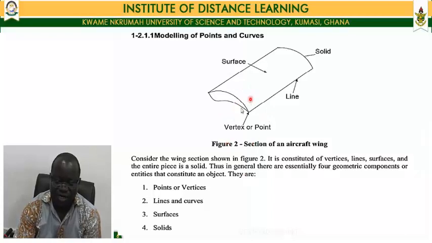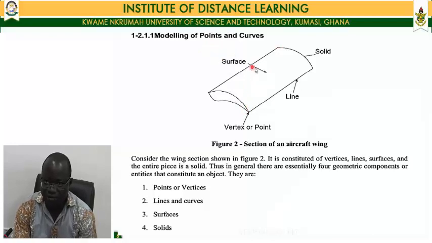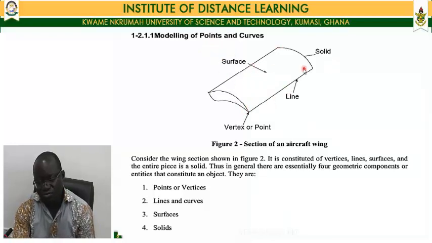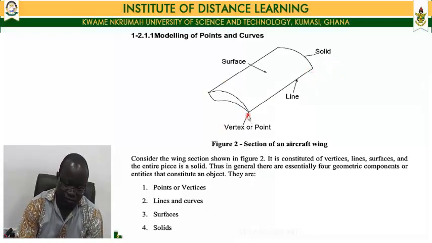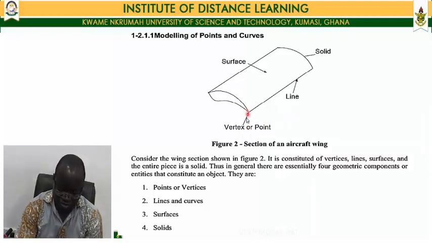Now the edge is defined by a line. There is a tip of it, which is a point or a vertex as we describe it. Then the whole wing can be qualified as a solid. So from this, if we consider this section, we notice that generally there are essentially four geometric components or entities that constitute an object, and they are the points or vertices, lines and curves, surfaces, and then solids.